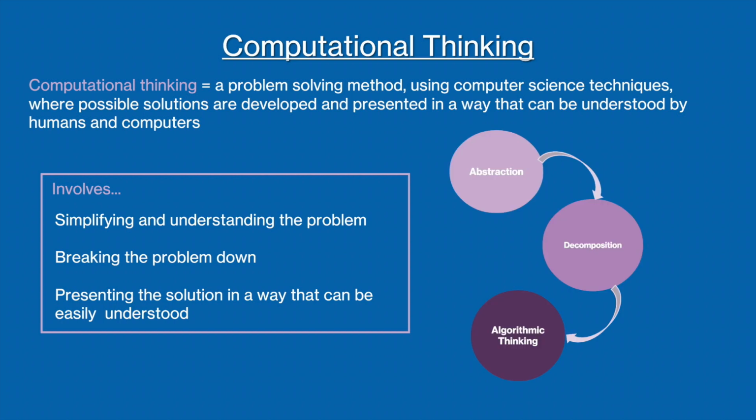This involves three principles of computational thinking that we're going to be looking at in this video, and these are abstraction, decomposition, and algorithmic thinking. Let's start off with abstraction.